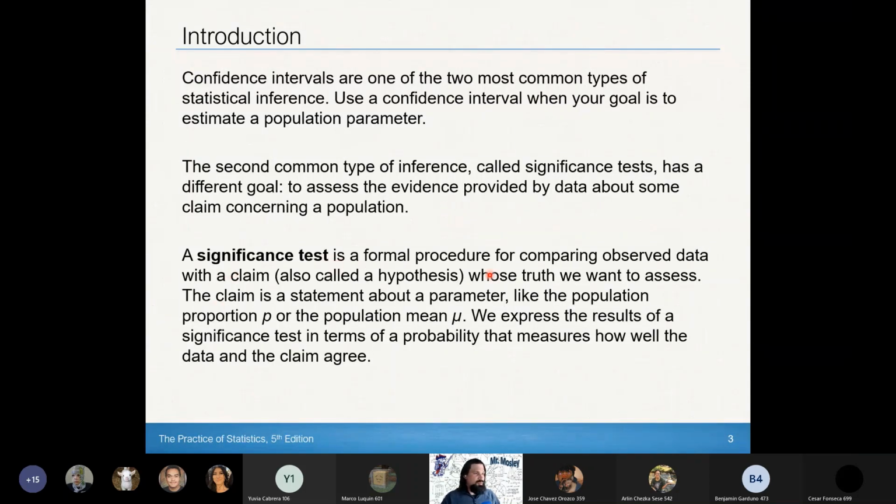A significance test is a formal procedure for comparing observed data with a claim, also called a hypothesis, whose truth we want to assess. The claim is a statement about a parameter, like the population proportion p or the population mean mu. We express the results of a significance test in terms of a probability that measures how well the data and the claim agree. So this is the idea of a significance test. We're evaluating a claim.